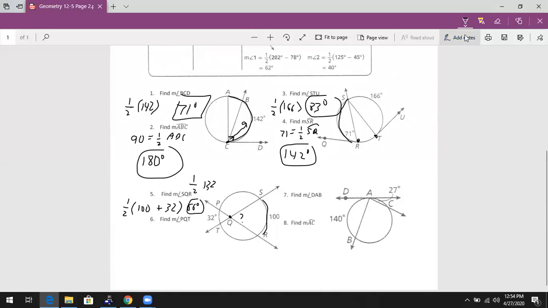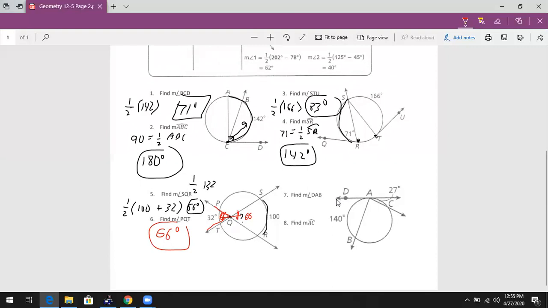All right, I'm going to switch colors for this one. What is angle PQT? Well, we found this to be 66 here, and notice PQT is simply the vertical angle to it. We learned a long time ago that vertical angles are congruent, so this is also going to be 66 degrees.